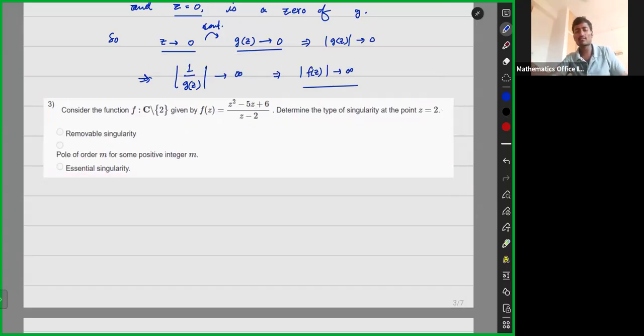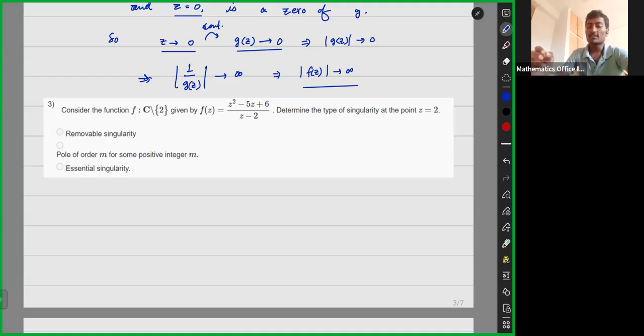Again, we have a function which is defined everywhere but one point. It is given by this rational function, z squared minus 5z plus 6 divided by z minus 2. Determine the type of singularity at z equals 2. How to determine? In the case of a rational function in one variable, we don't have to think too much. So first, let's factor the numerator and denominator and check what happens there.